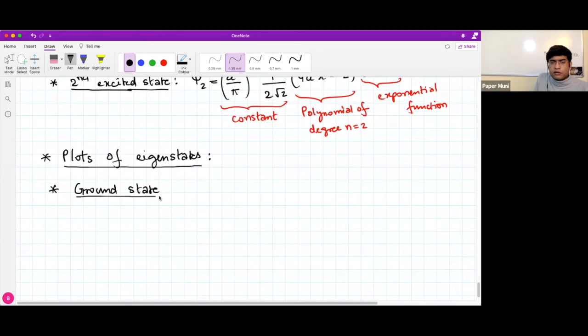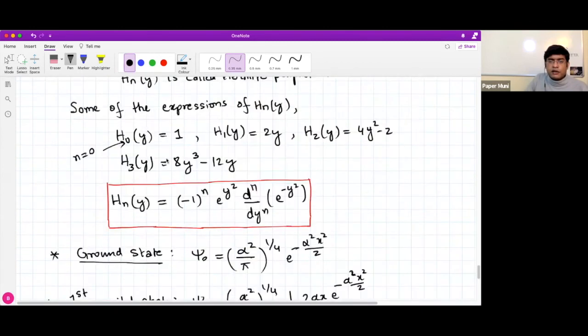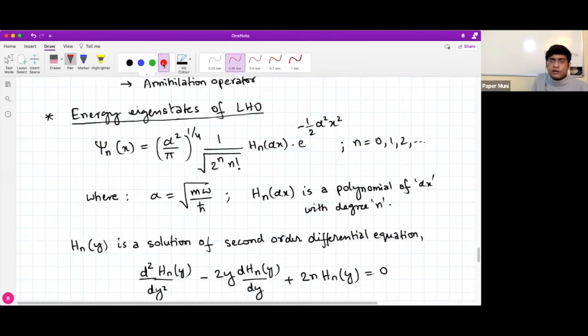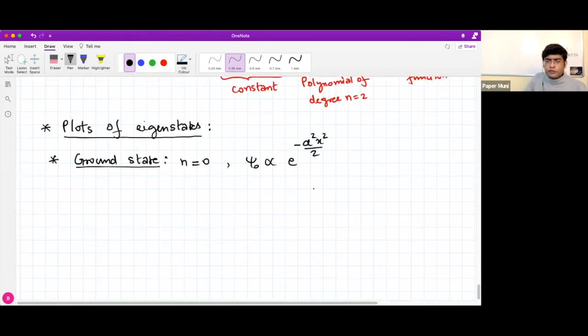Those who have already attended the previous lecture already know what the form of the ground state is. Now in this case, the N, which we didn't write here, I've already written down in the eigenstates, and this is the value of N. It starts from 0, not from 1. So the ground state will correspond to N equal to 0. And we know that the ground state wave function, we just wrote it down, is proportional to e to the power minus alpha square x square by 2. So we can draw the graph.